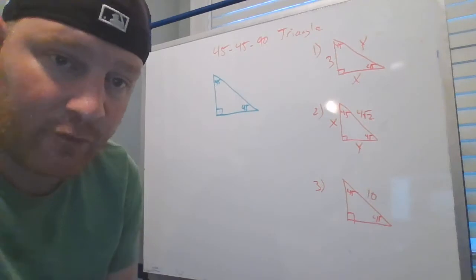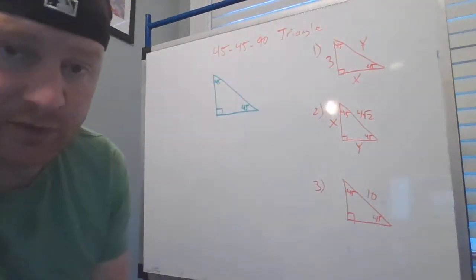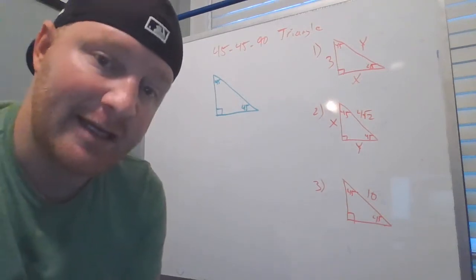To stem off of yesterday, we're going to focus today on another special right triangle, which is a 45, 45, 90 triangle. I'm going to do three examples with you to show you how similar they are to what we did yesterday with 30, 60, 90 triangles.